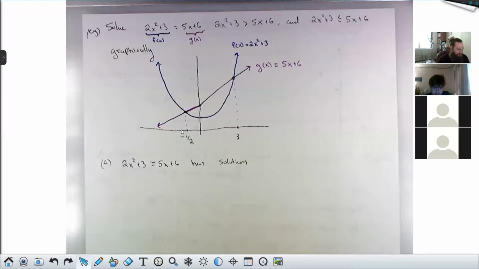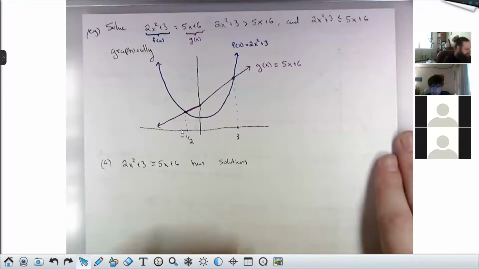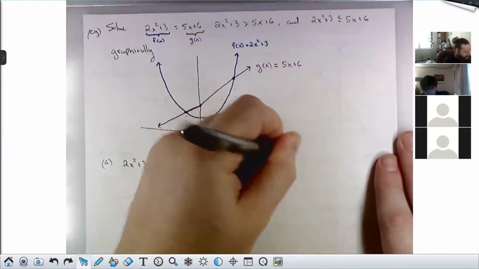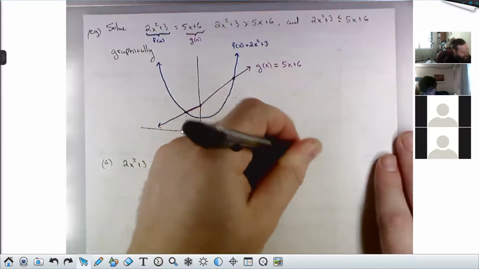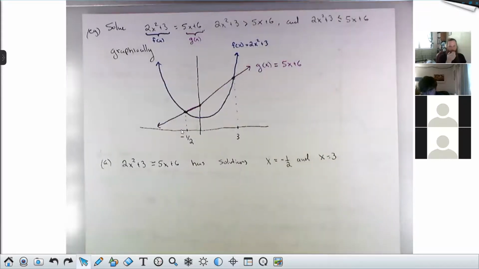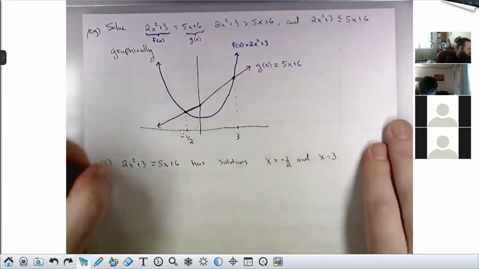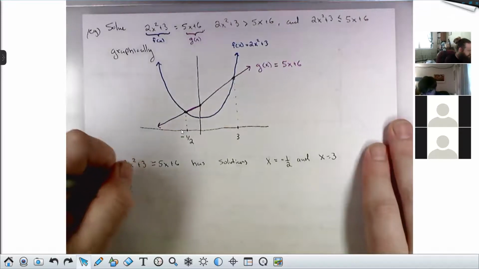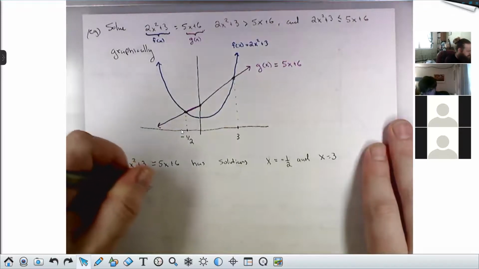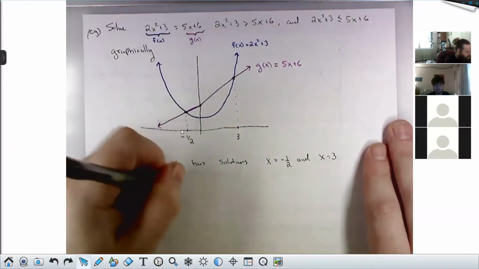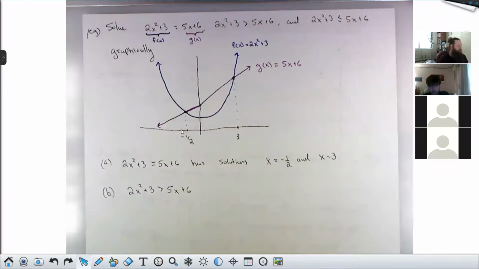x equals -1/2 and x equals 3. Very good. It's the x values where the two graphs touch. All right, what about that first inequality? 2x squared plus 3 is greater than 5x plus 6.